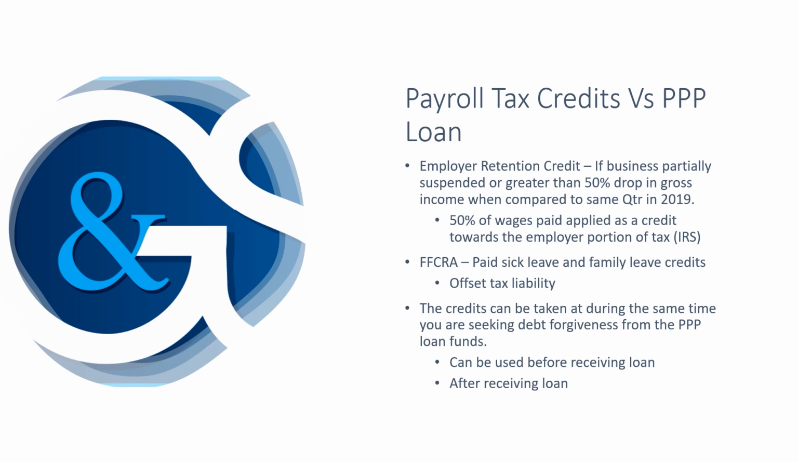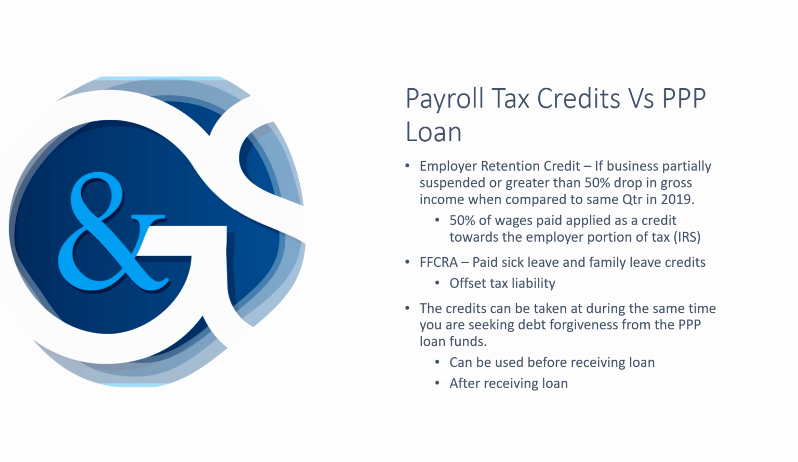The Families First Coronavirus Relief Act provides for paid sick leave and family leave credits. So whatever you pay towards that will offset completely against the payroll tax liability. So essentially you're not paying anything out of pocket for paid sick leave or family leave. I will go into more detail on another podcast on how to obtain the benefits of the FFCRA. However, we are focused on the PPP loan in this presentation, so you cannot take the payroll tax credits at the same time as asking for forgiveness for the PPP loan.